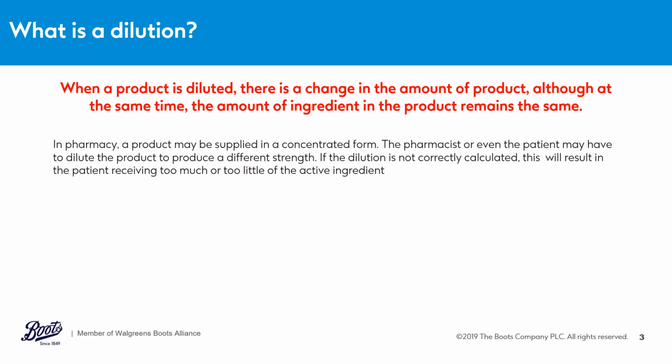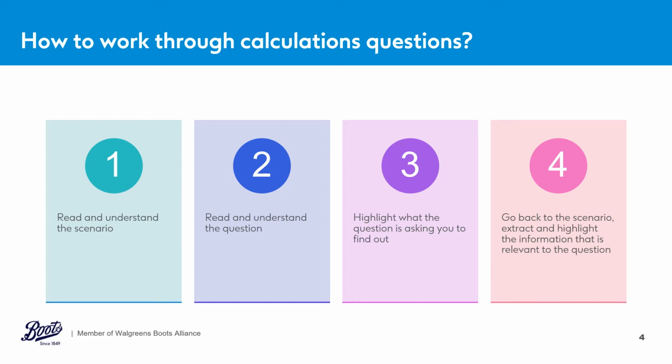In pharmacy, a product may be supplied in a concentrated form. The pharmacist or the patient may have to dilute the product to produce a different strength. If the dilution is not correctly calculated, this could result in the patient receiving too much or too little of the active ingredient. Remember the 4 key principles.